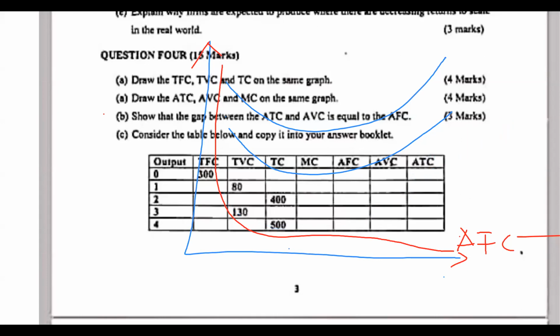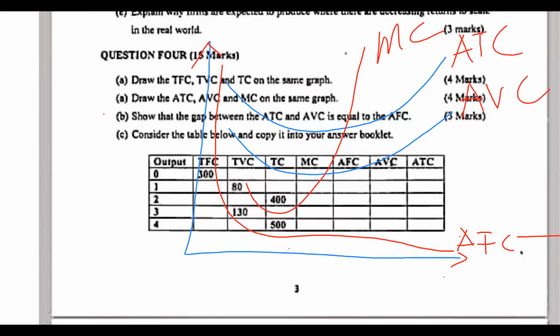The marginal cost usually cuts the average cost at the minimum. It cuts the marginal cost. This is the average total cost, right? And this is the average variable cost. Like this is what we get.